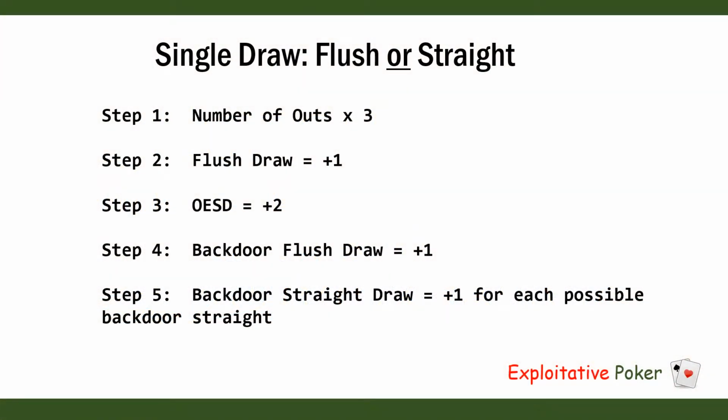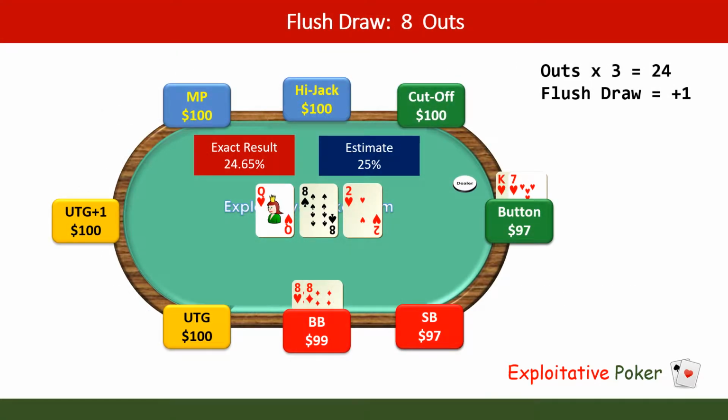So just a reminder, this was the formula for single draws. It gets you within 1% of the correct percentage. However, there are occasional situations where you may be 2 or 3% away from the correct percentage. So this is the standard flush draw versus set situation. We use the formula and we get within 1% of the correct percentage.